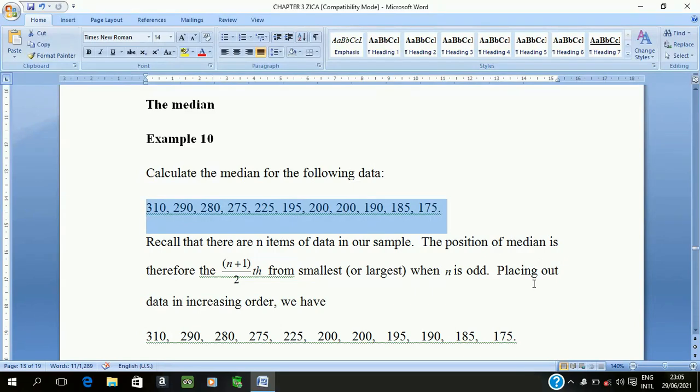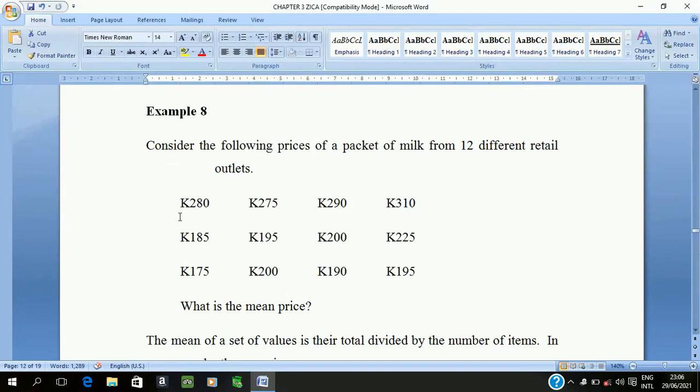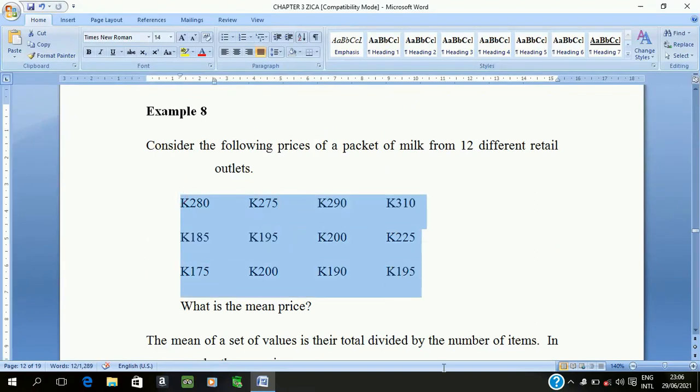Then from that order, the next step is to find the position of the median value. How do we get the position of the median value? You do n plus 1 divided by 2. That's the position of the median value. N plus 1 divided by 2. N is the number of values we have there. How many values do we have? Obviously, we have 12 values. Remember, this data is coming from here. That's the data we're looking at. So we have 12 values.